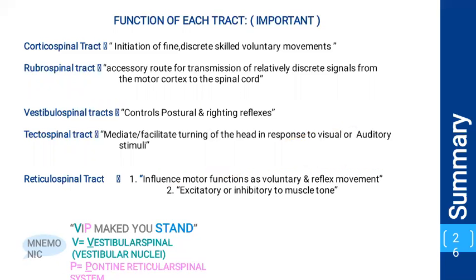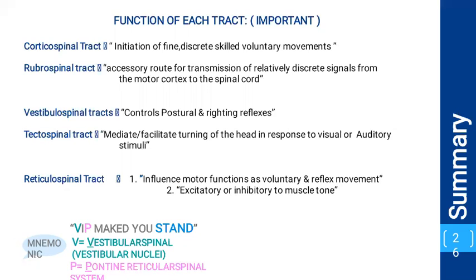And this finishes the extrapyramidal tracts. So basically, the extrapyramidal tracts are rubrospinal, tectospinal, reticulospinal, and vestibulospinal. And we have also looked into the difference between upper motor neuron lesion and lower motor neuron lesion, which is very important from the exam point of view.